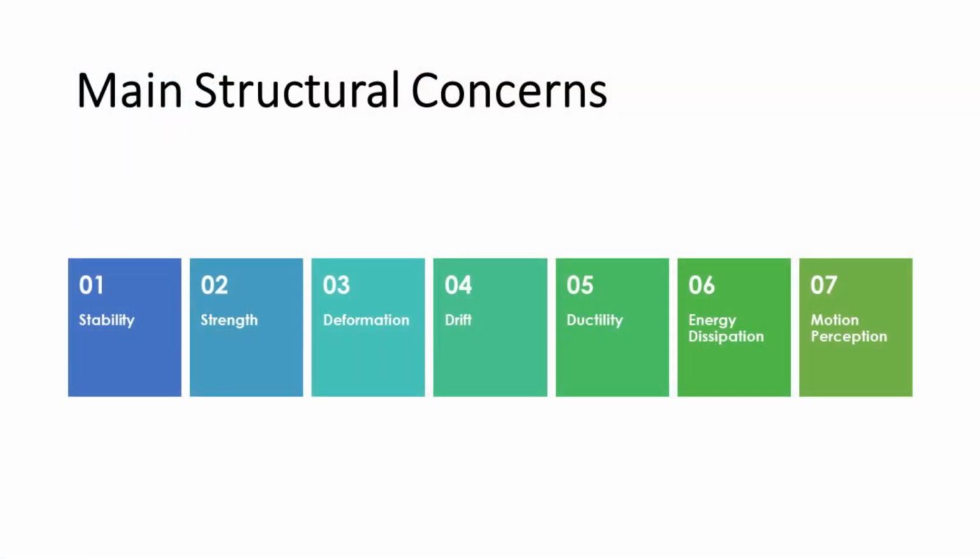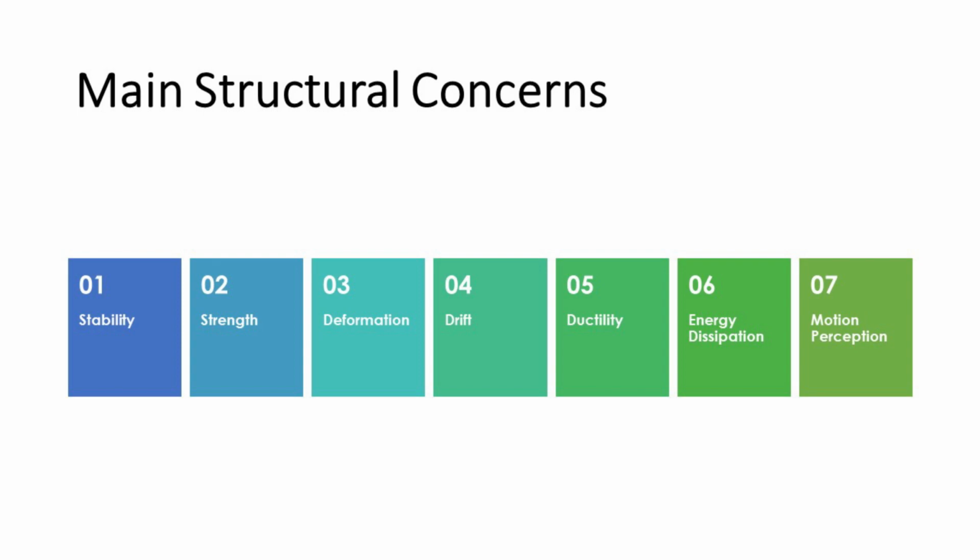Now let's come back to structures one more time. If you look at the structural design, there are several key things that we are looking at. And these are some of them, in fact, most of them. First one is stability. We want the structure to be stable. How do we define stability? How do we achieve it?